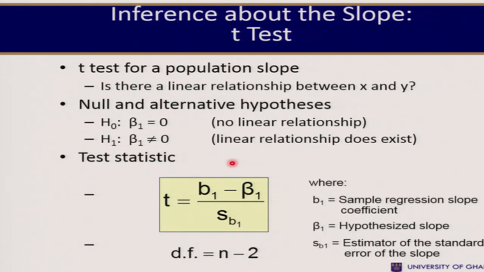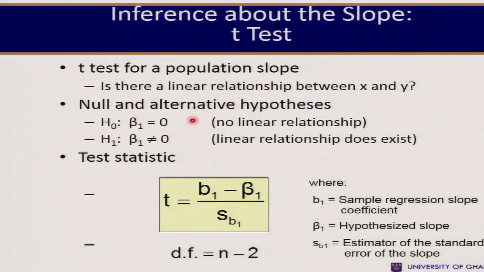Given this information, we can now make inferences about the slope. That is, whether there is actually a linear relationship or there is no linear relationship. If there is no linear relationship, we are going to test the hypothesis that B1 is equal to 0 against the alternate hypothesis B1 not equal to 0. That is when a linear relationship does exist.